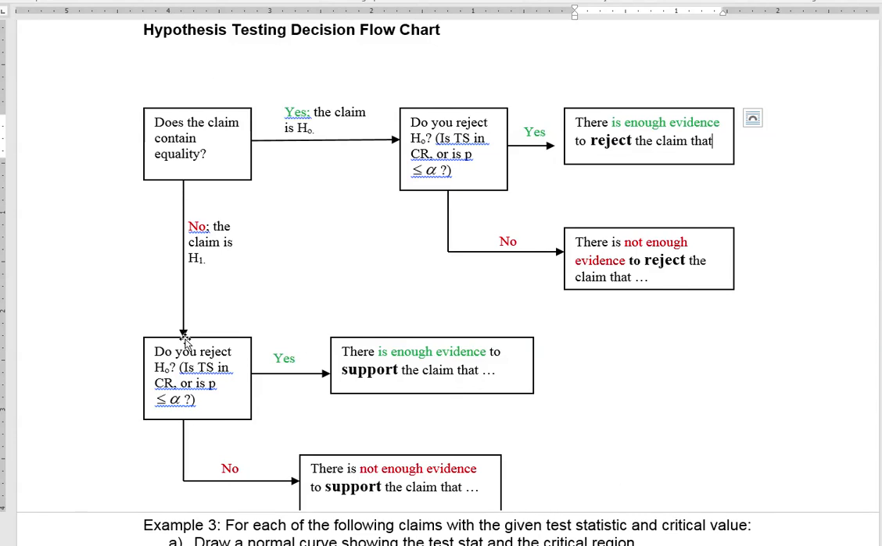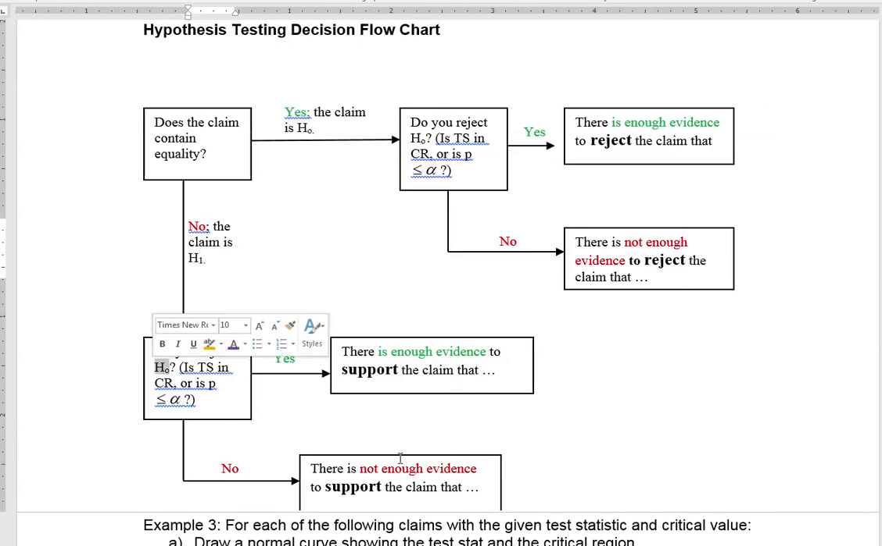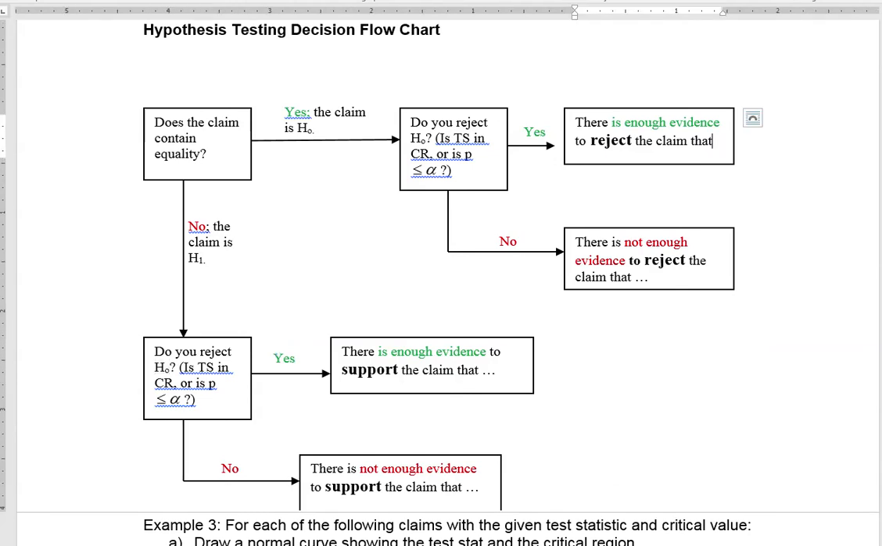If, on the other hand, we've gone down this direction and we've said the claim is H1 and we're rejecting H0, well, if we're rejecting H0, we're supporting H1. So our strong statement says there is enough evidence to support the claim. Now, the dots that I put on here are really important because this is just the general form. If we want to actually use this, we're going to say whatever the claim is. So the dots are going to get replaced with some specific words.